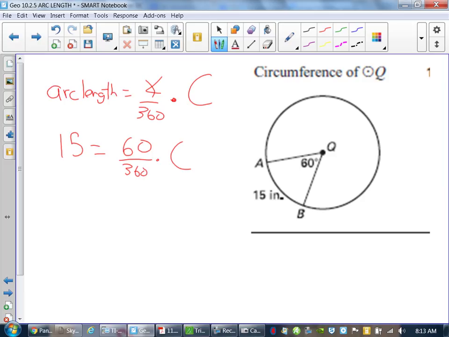How do you undo multiplying by a fraction? You multiply by its reciprocal. The fraction becomes 1/6, so you multiply by 6, and you get 6 times 15 is?